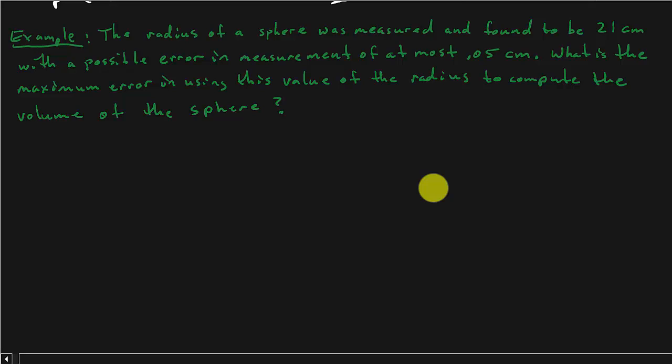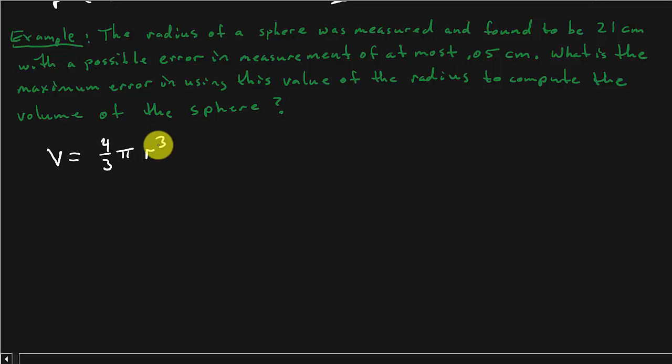So first thing we know, we're talking about volume. What is the maximum error in using this radius to compute the volume of the sphere? So the volume of a sphere is what? That's 4/3 pi r cubed.